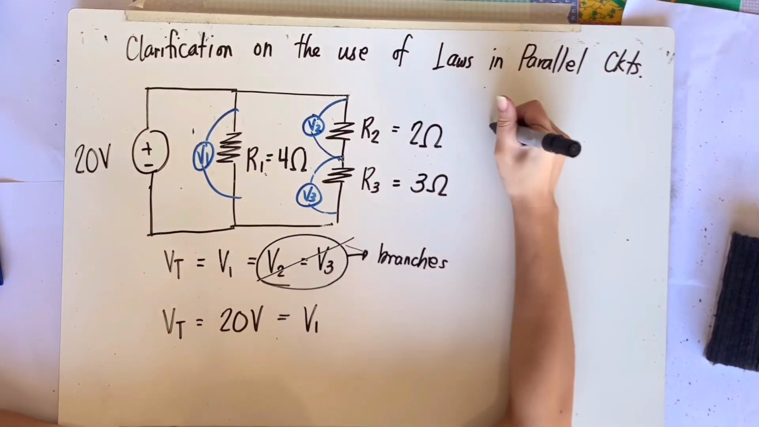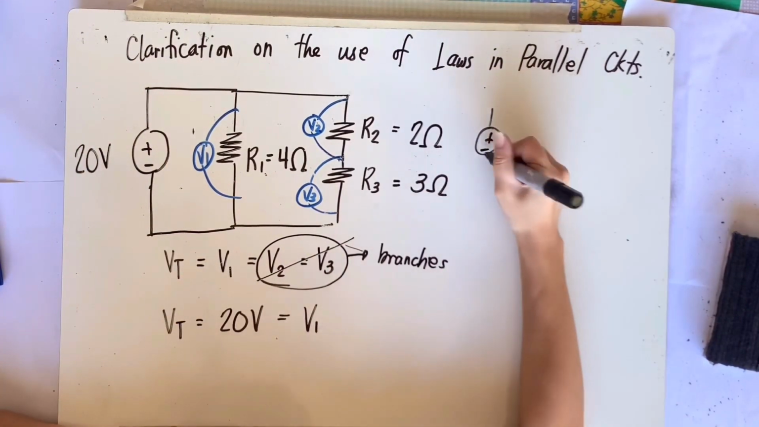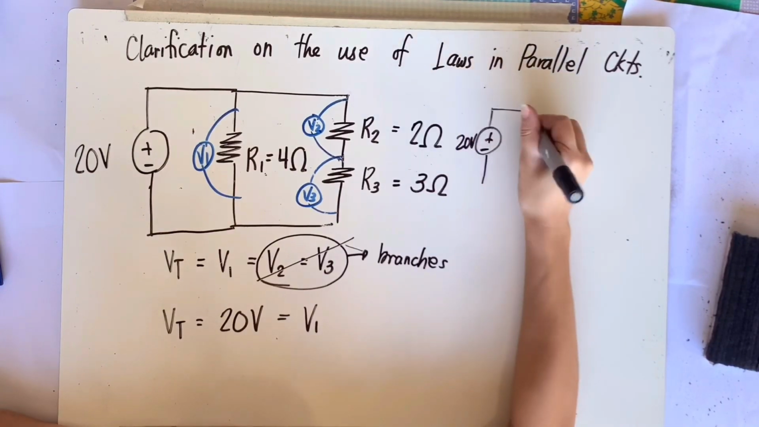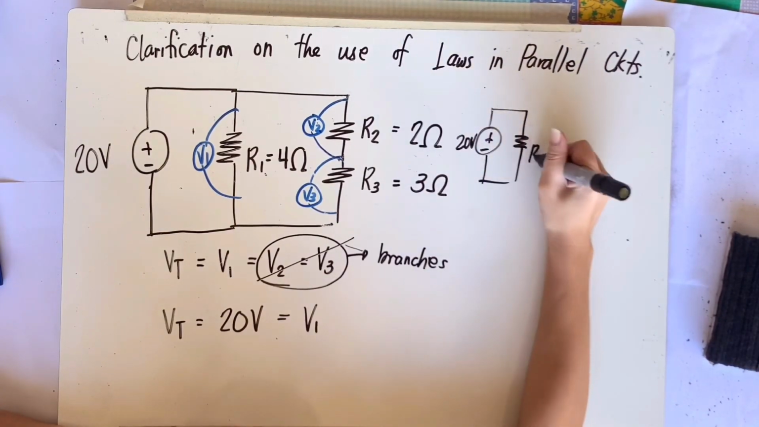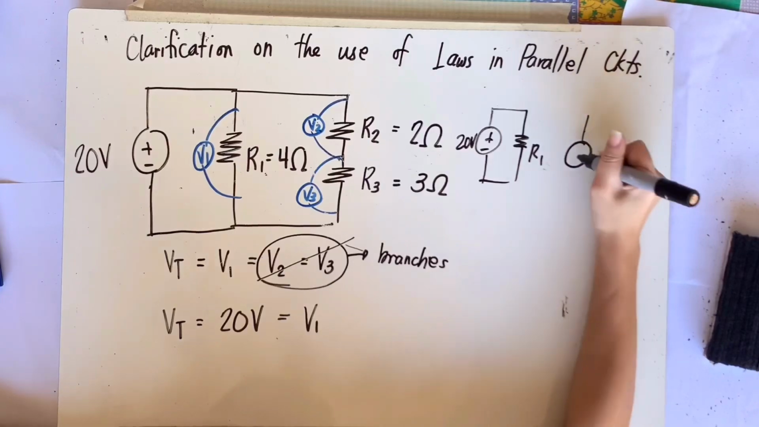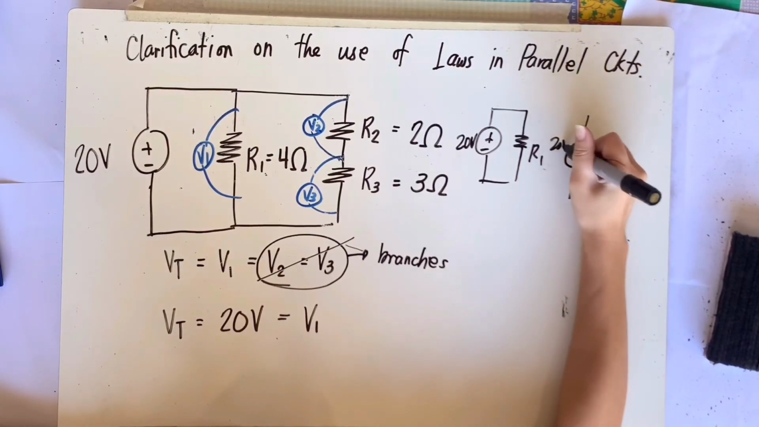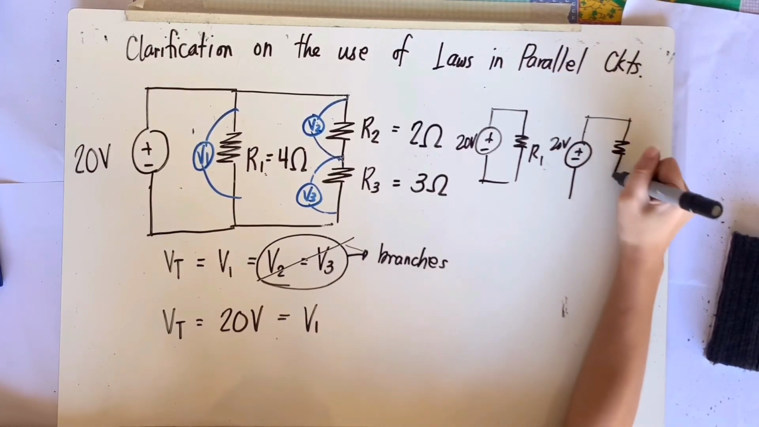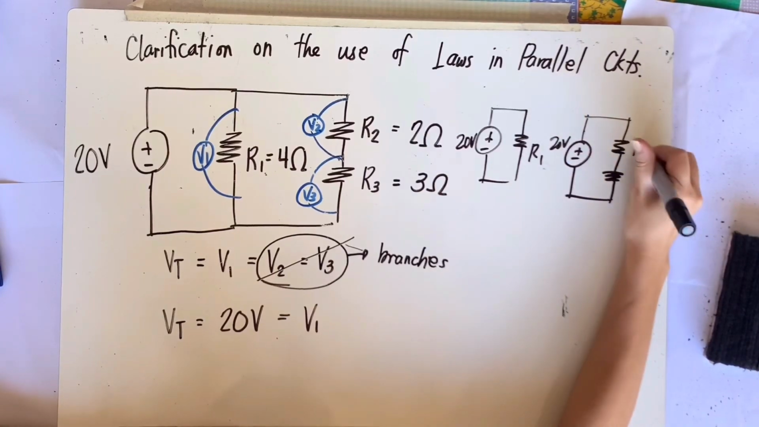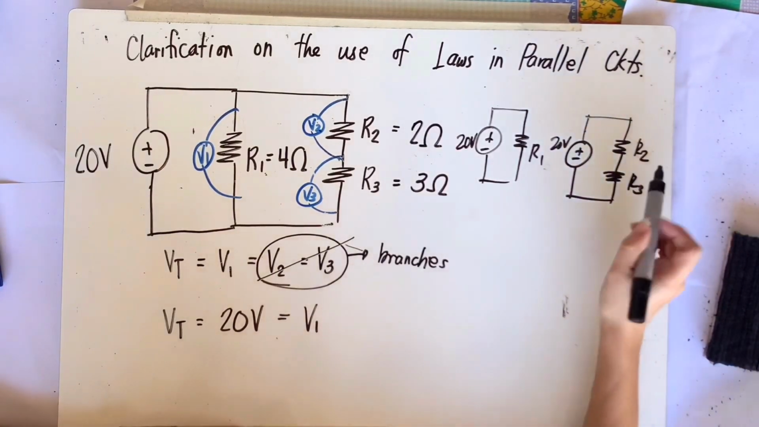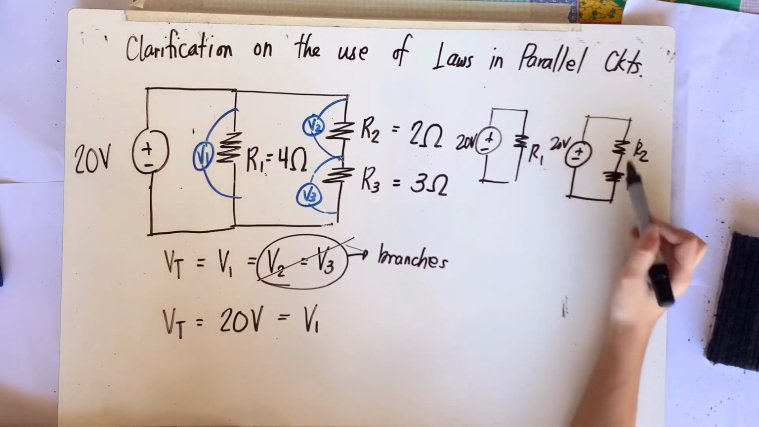So, parang ang nangyari dyan, halimbawa, hiniwalay natin, 'di ba? Pwede nating sabihin 20 volts is connected dun kay R1 natin. Tapos you have another circuit na 20 volts din. Tapos connected siya dun sa kabilang branch na R2 and R3. So kung titingnan mo yung itsurang ito, parang itong circuit na to naging series siya, 'di ba?